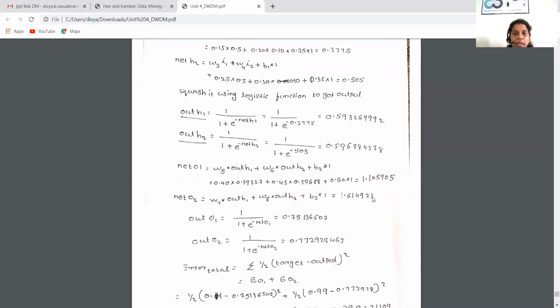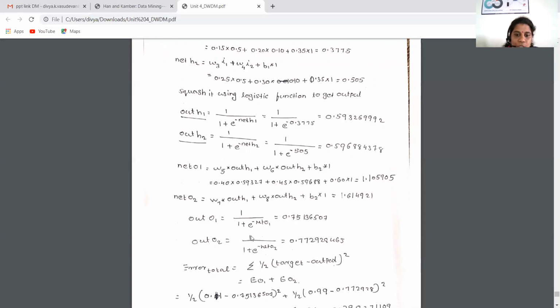In a similar way, net O1 and net O2 need to be squashed to calculate out O1 and out O2. We can make use of the same logistic function, that is, out O1 is equal to 1 divided by 1 plus e to the power minus net O1. So when you substitute the net O1 value, you will get out O1 is equal to 0.75136.